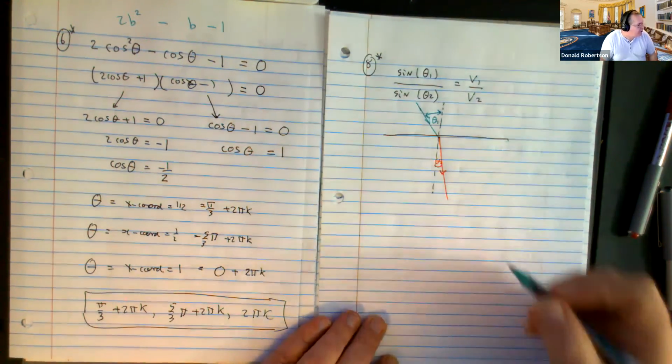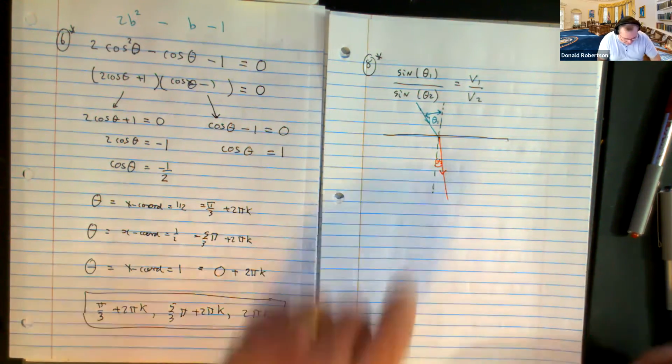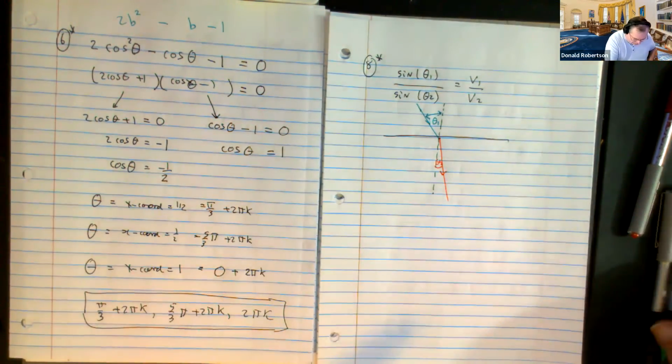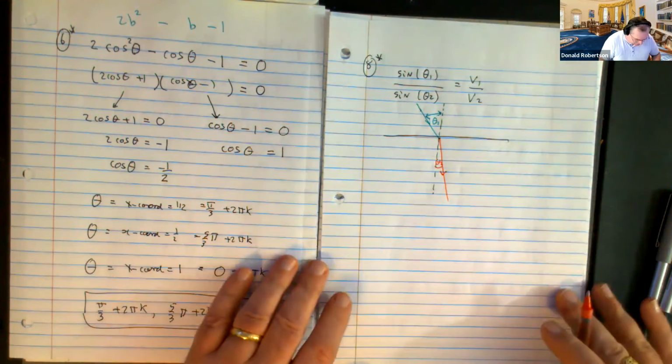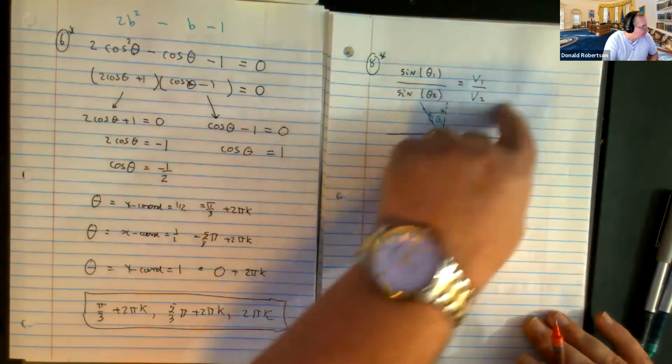And V1 and V2 are the speed of light through that medium. So it's light in air and then light in water, they go at different speeds because of the density of the medium. So that's just the theory behind that, but this is the one that matters.